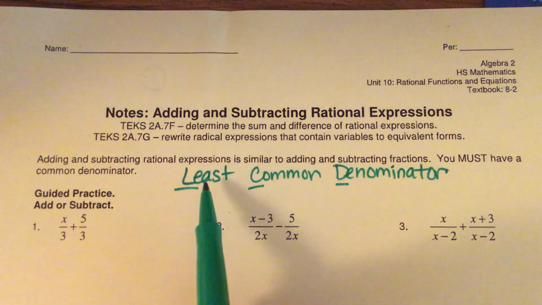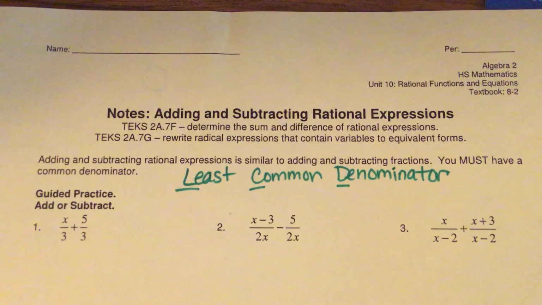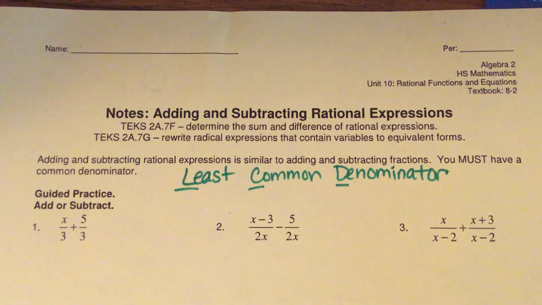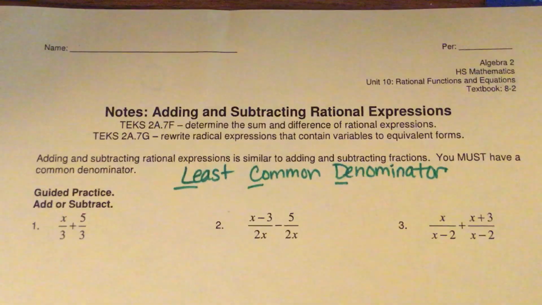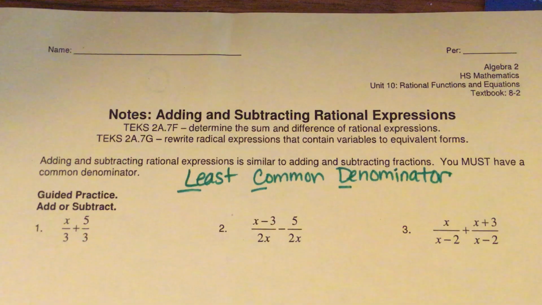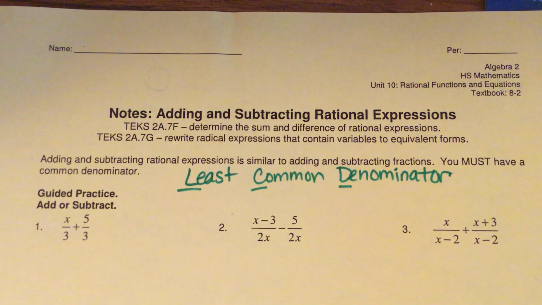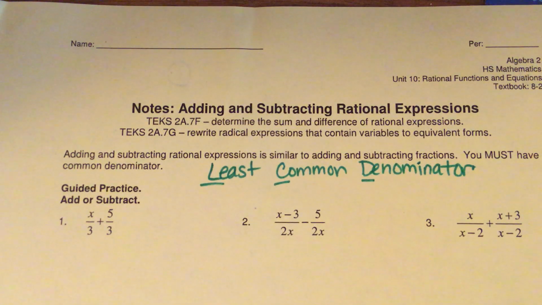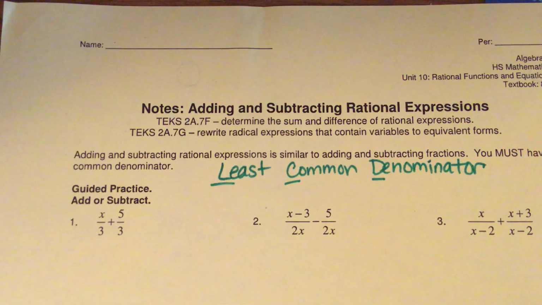We need to have a least common denominator, LCD. That's the smallest number that both denominators will go into, and we need to find that first. Once we find it, then we're going to adjust, if we need to, our fractions so that both denominators are the same. Then we keep our denominator and we simply add straight across.